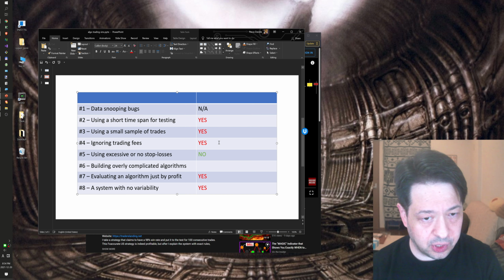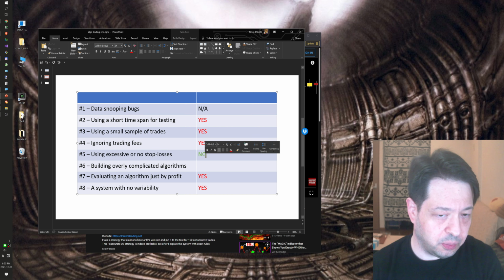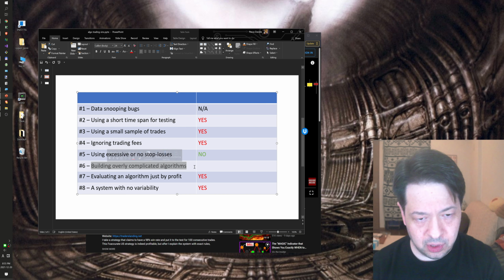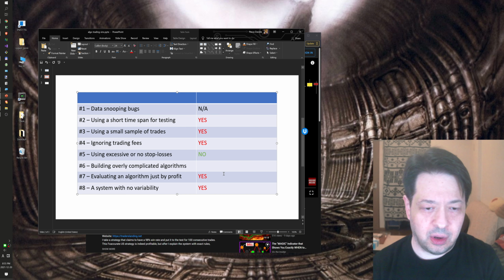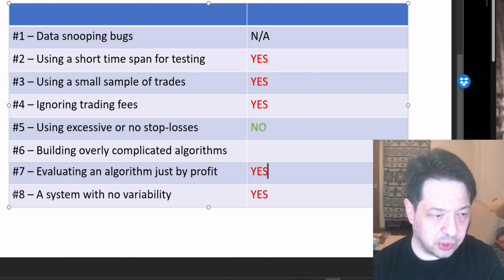That's 20% that takes away. And plus, one should also consider the slippage. So definitely no excessive stop loss. 2% is great. Overly complicated algorithm, it really depends on the strategy that is presented on a video per video basis. And analyzing, evaluating an algorithm just by profit, or mostly by profit, that's another issue there.